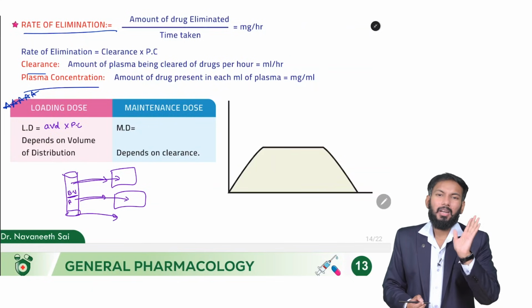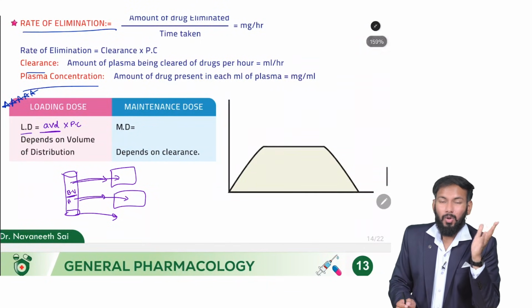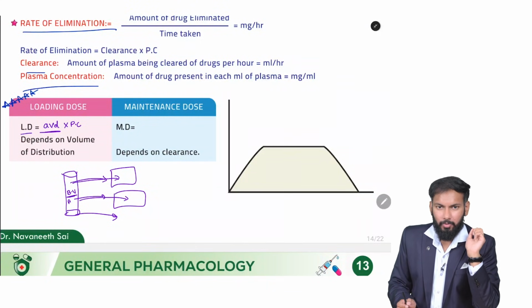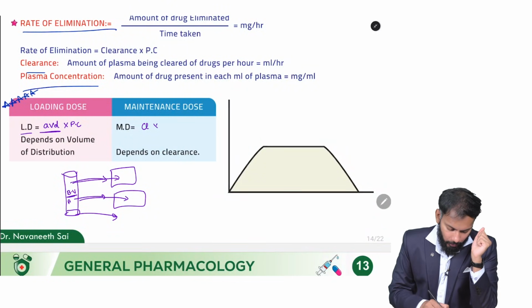That is why you can remember it in a simpler way: loading dose is directly dependent on volume of distribution. Now, coming to the maintenance dose. Maintenance dose is equal to clearance into plasma concentration.